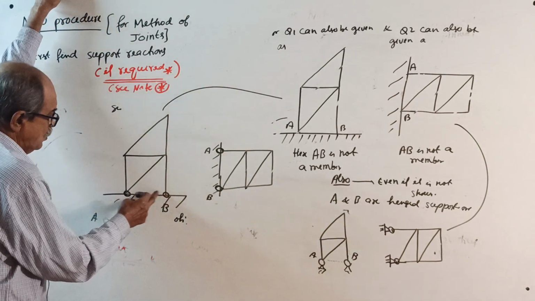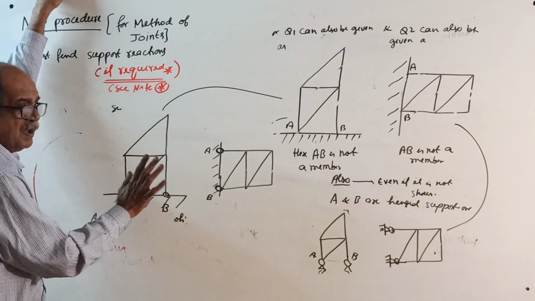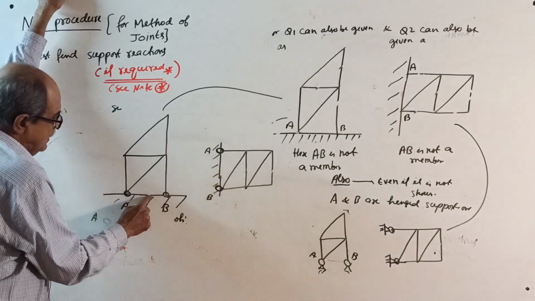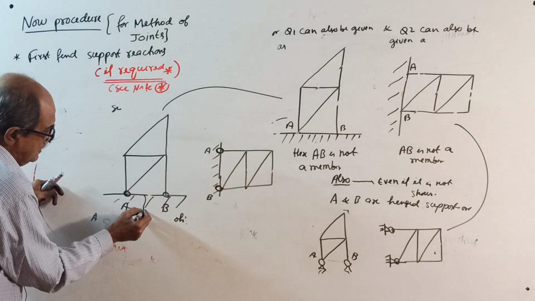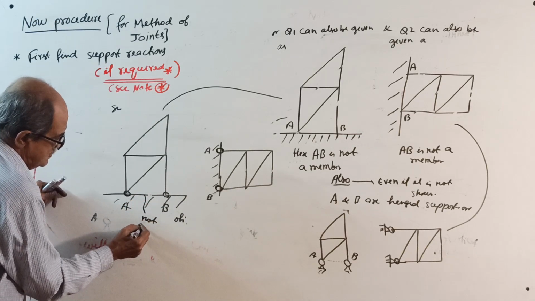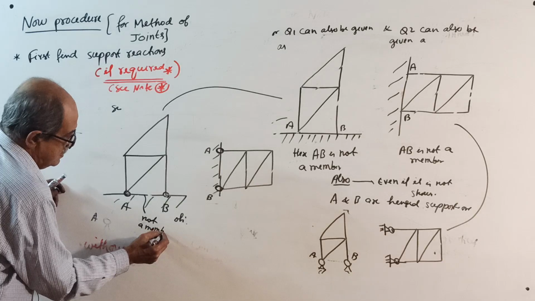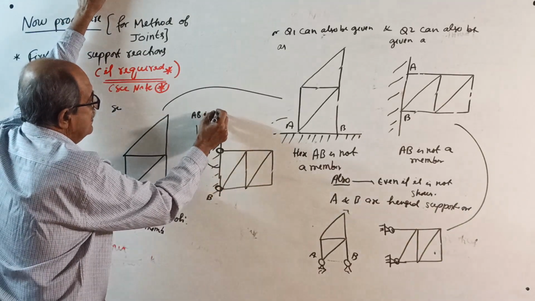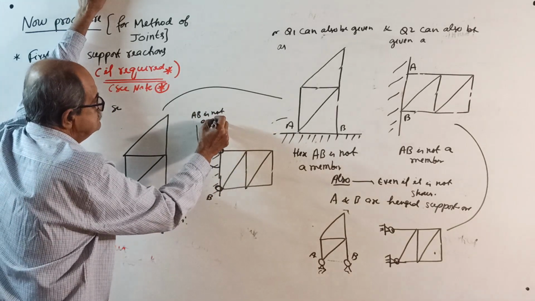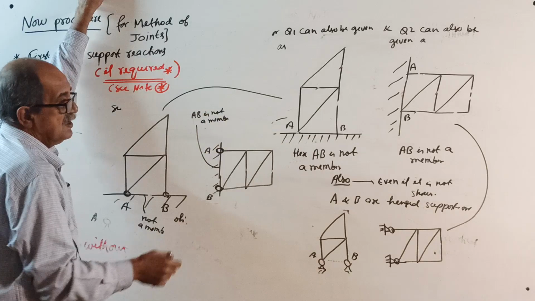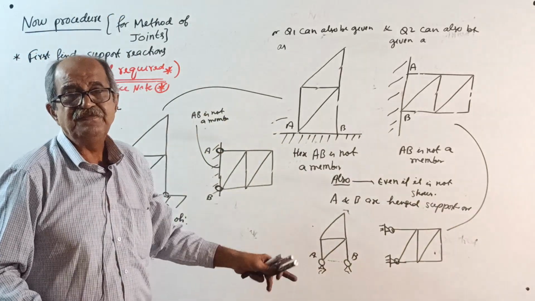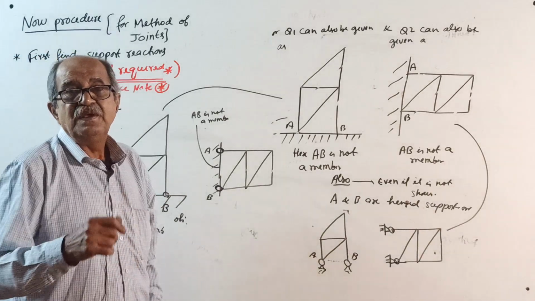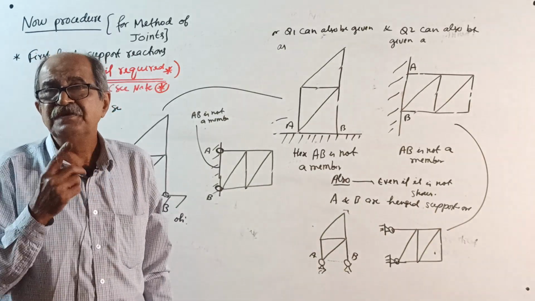Two hinged supports. See, AB is not a member. This is some plane, some surface. AB is not a member. Here also, AB is not a member. Therefore, this is the case I told just now, when two hinged supports are given.